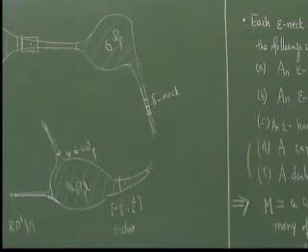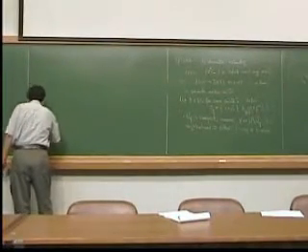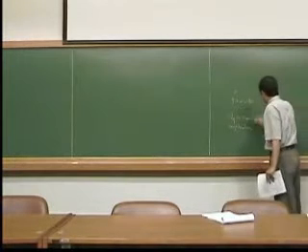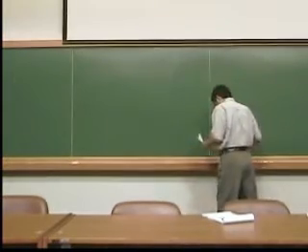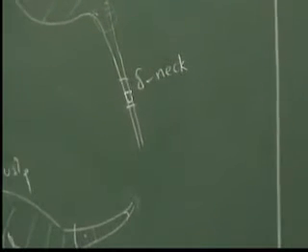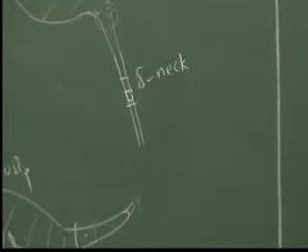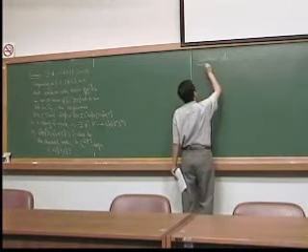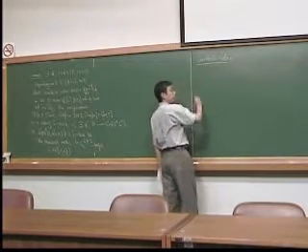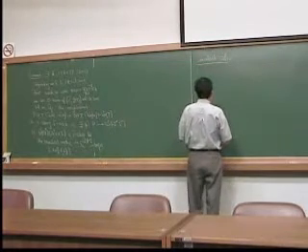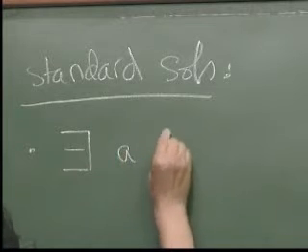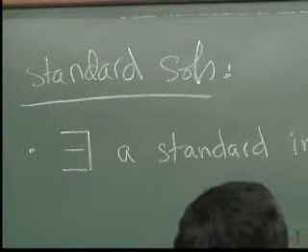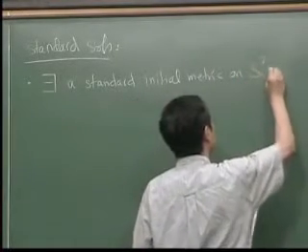So first we claim the following. Next I talk about the standard solution. It's very simple, so I just state some facts. The first thing I know is there's a standard initial metric, which I call the standard initial metric, on S2 cross R3.